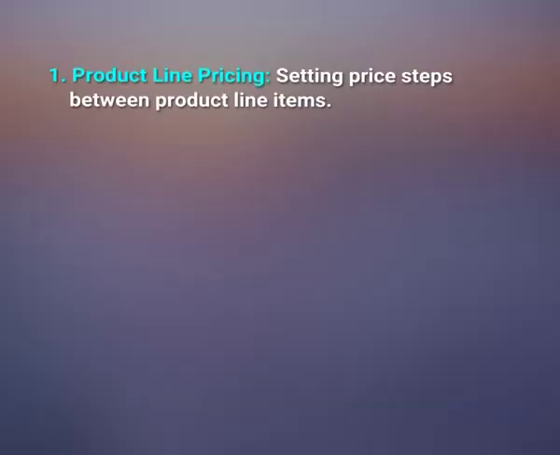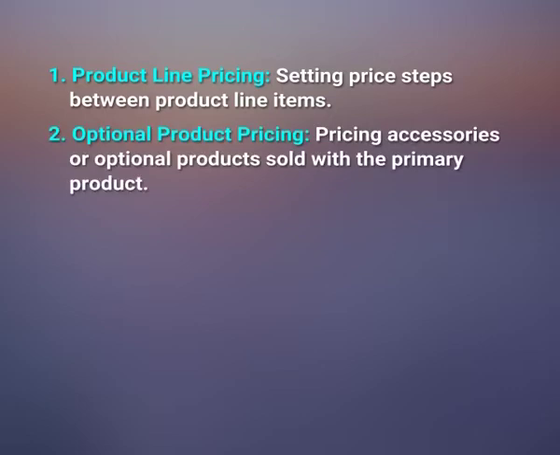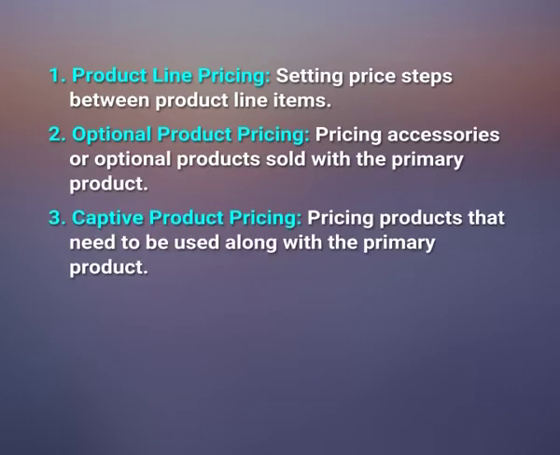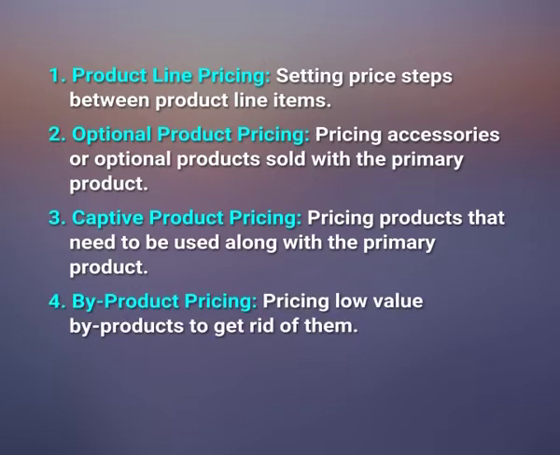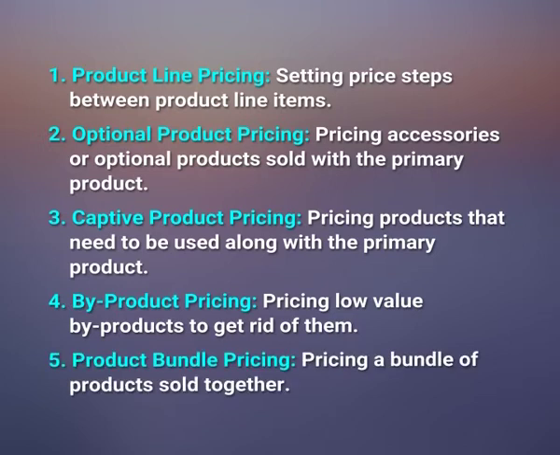There are 5 product mix pricing situations. Product line pricing, setting price steps between product line items. Optional product pricing, pricing accessories or optional products sold with the primary product. Captive product pricing, pricing products that need to be used along with the primary product. Byproduct pricing, pricing low value byproducts to get rid of them. Product bundle pricing, pricing a bundle of products sold together. We will discuss these pricing situations in detail.